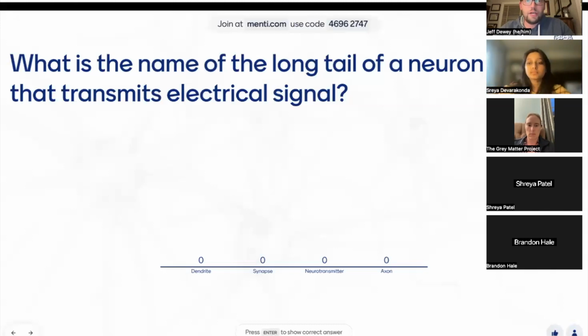What is the name of the long tail of a neuron that transmits electrical signal?